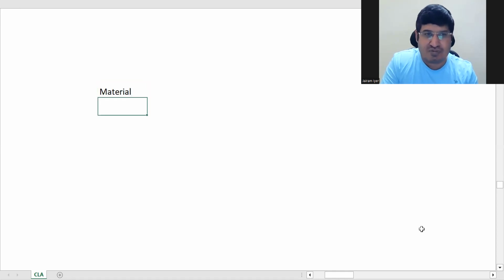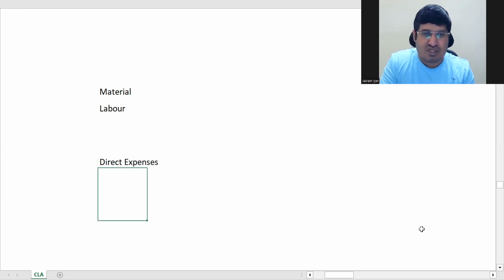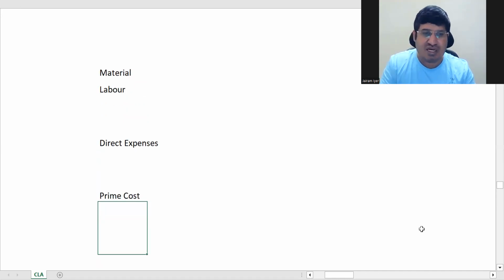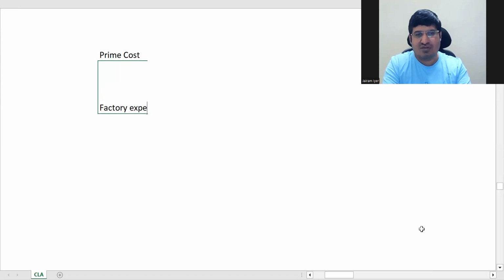Material, labor, and expenses, direct expenses. This gives us prime cost. After this, you have factory expenses. I'm just ignoring the opening and closing stocks. Factory expenses, you get factory cost, which is also called cost of production.